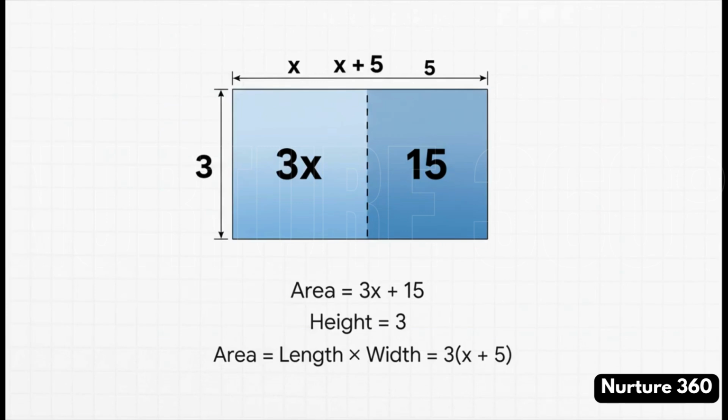Okay, so let's look at 3x plus 15. What's the common factor here? It's 3, right? We pull that out, and what are we left with? 3 times x plus 5. And since we know area is length times width, the possible dimensions for her banner are 3 and x plus 5. How cool is that? We just used algebra to solve a design problem.